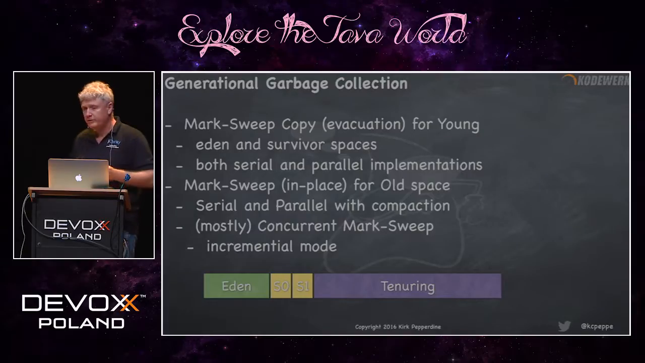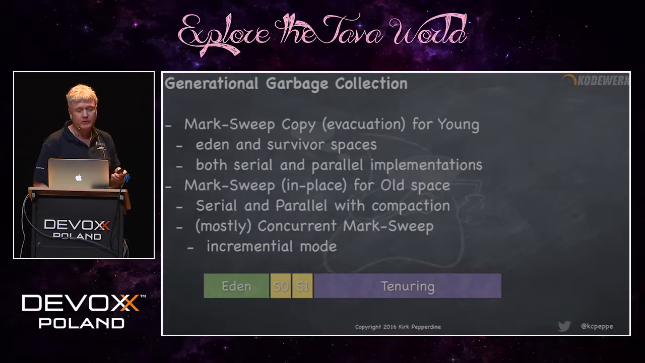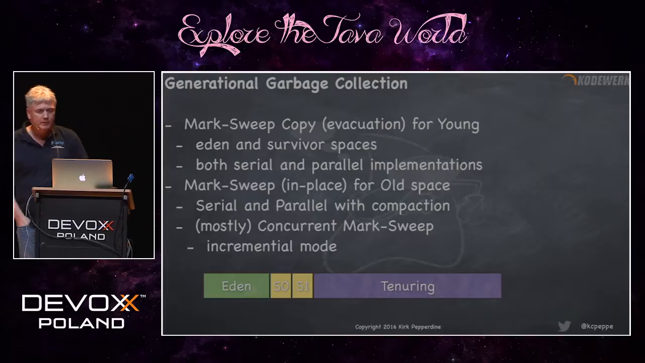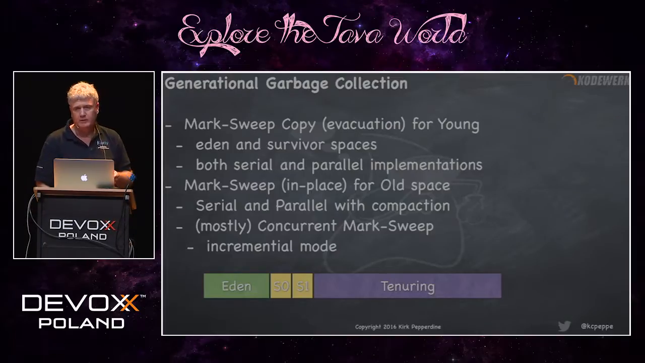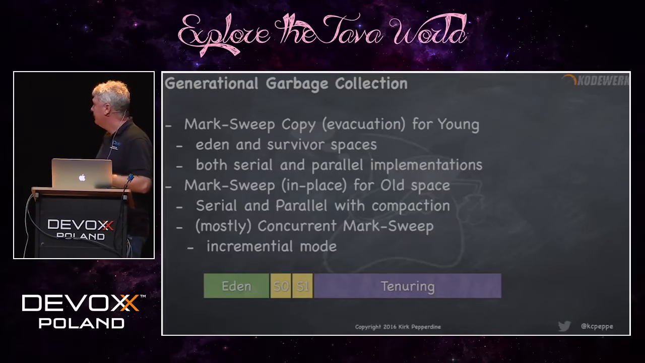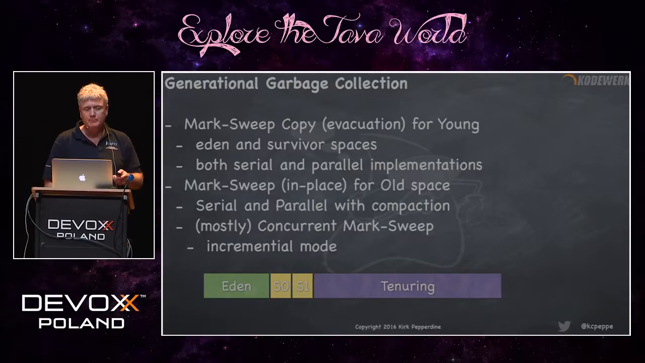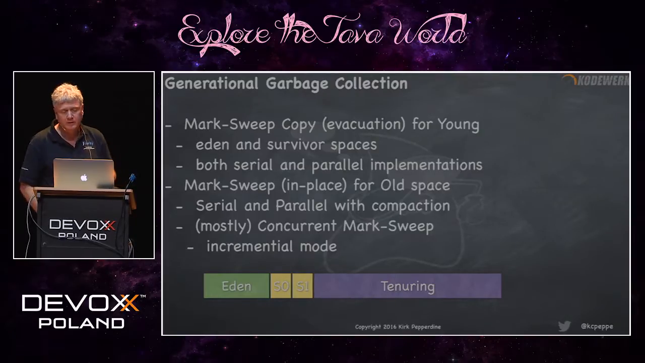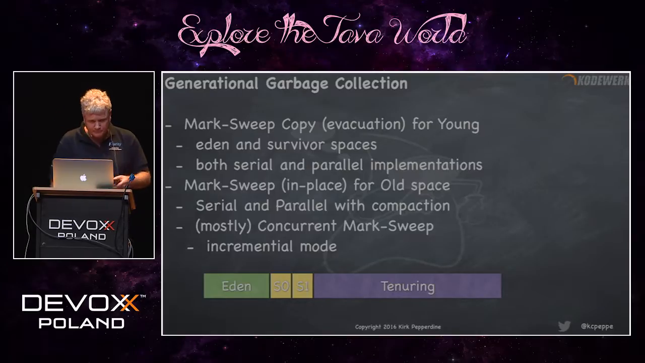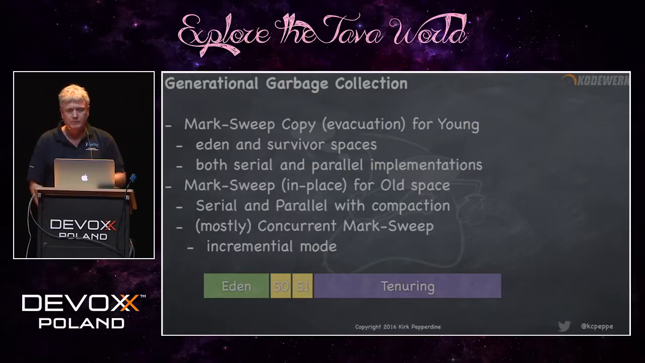Now, in the young generational space, we do what's known as an evacuation collection. So we'll do a mark sweep, and we'll identify all the live objects and evacuate them someplace. In tenured space, we have what's known as an in-place collection, which means at the end of the collection, the data is still residing in the tenured space in that particular memory pool, right?